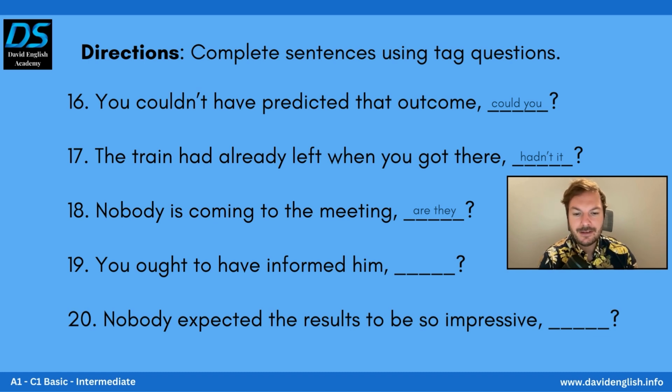19, you ought to have informed him. It's going to say, shouldn't you? You ought to have informed him, shouldn't you? Again, another hard one. 20, nobody expected the results to be so impressive. Nobody expected the results to be so impressive, did they?